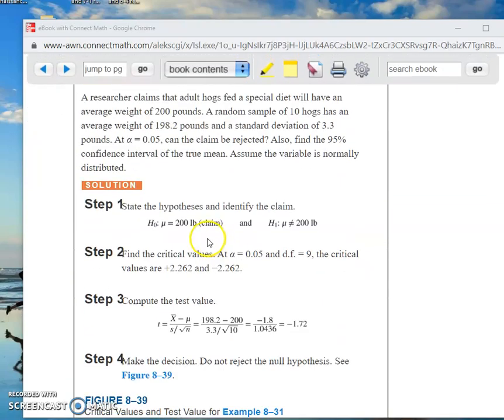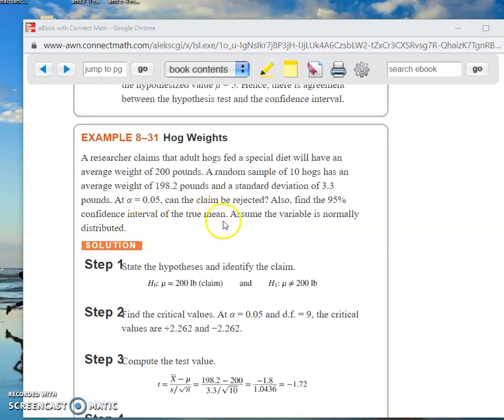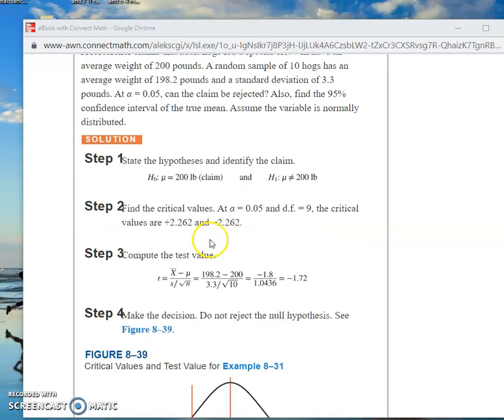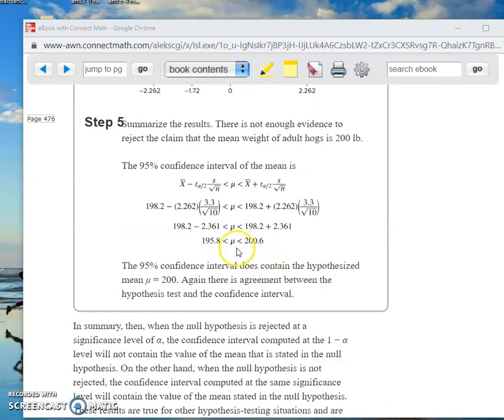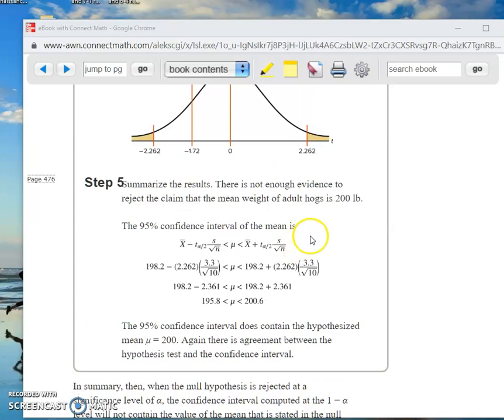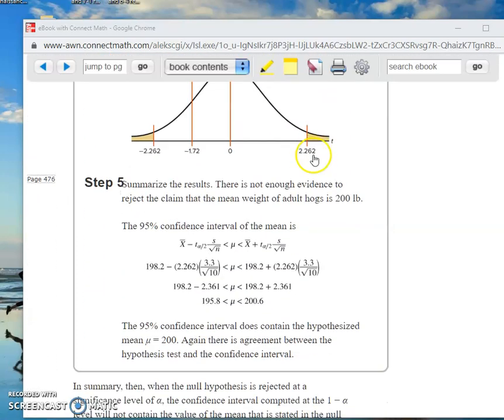Okay, so hog weights, another example, is basically the same idea. You're going to do a hypothesis test, and you're also going to do the confidence interval to estimate what the mu is. In this case, the confidence interval does contain the hypothesized mu of 200. See, it's inside this interval. So therefore, we do not reject the null hypothesis. You can do it either way, you get the same result. That's what he's trying to say.